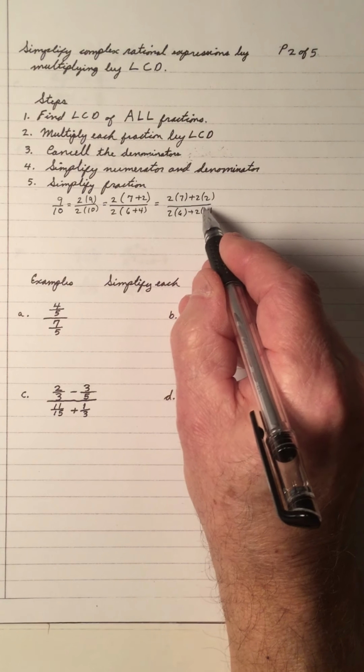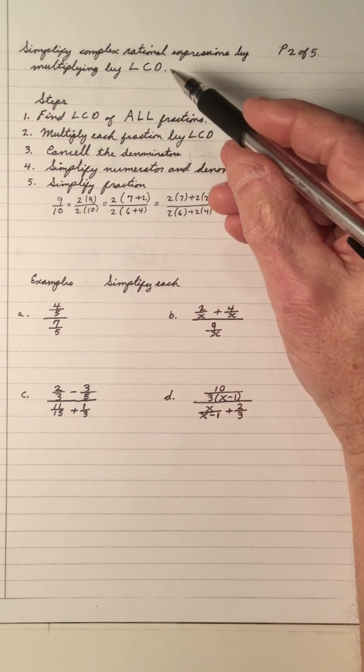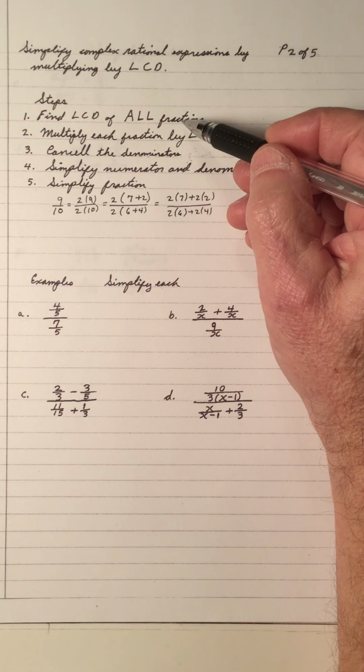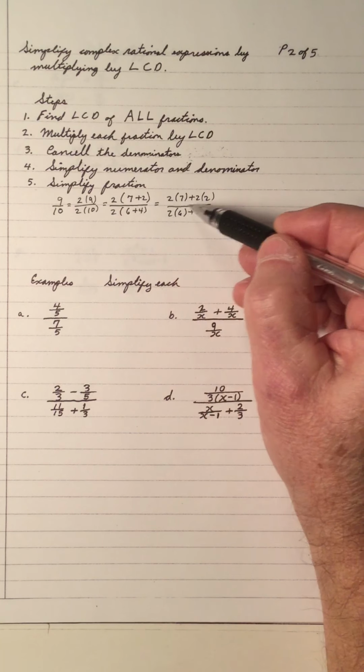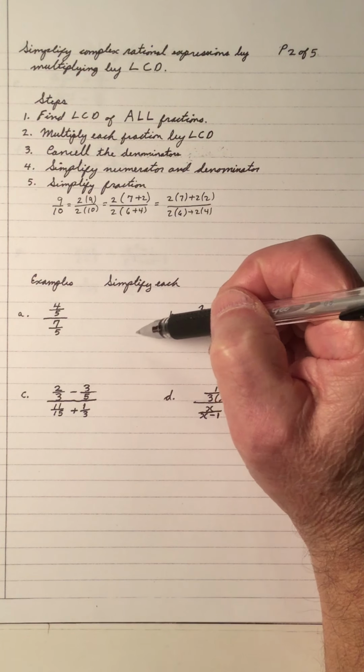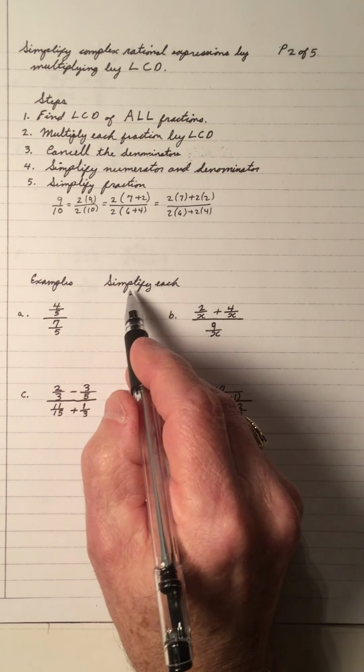This is what I'm going to show you now when we simplify complex fractions, in that we're going to find the LCD and we're going to multiply each fraction by the LCD. So what I'm showing you here will be equivalent to what's down here. So let's do some examples.